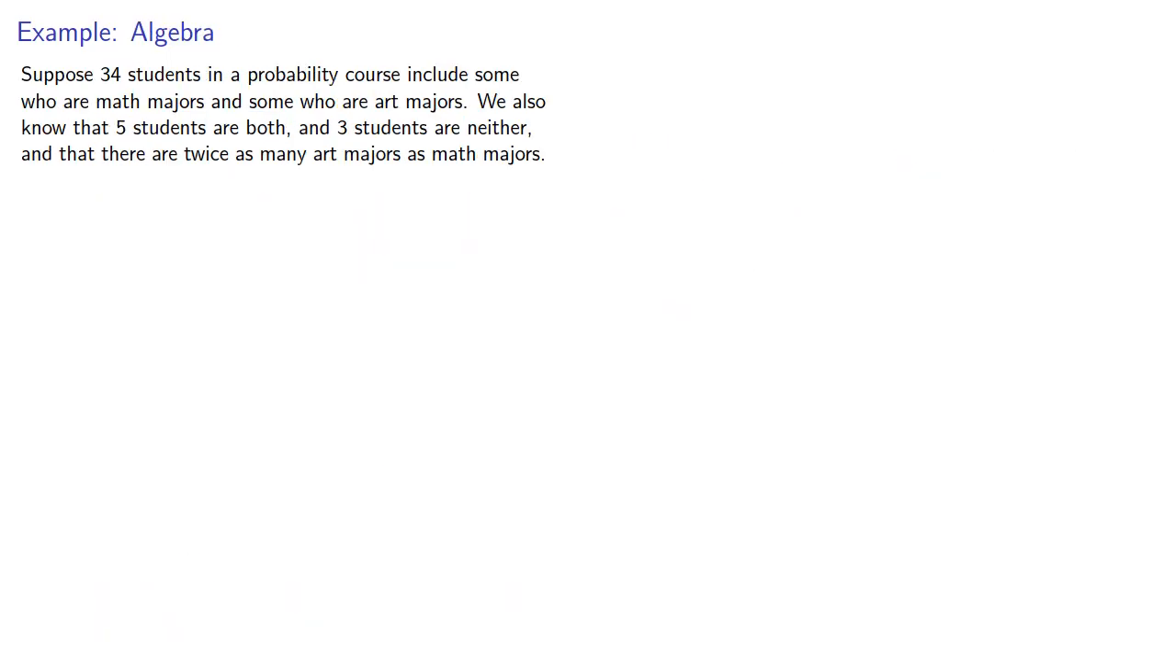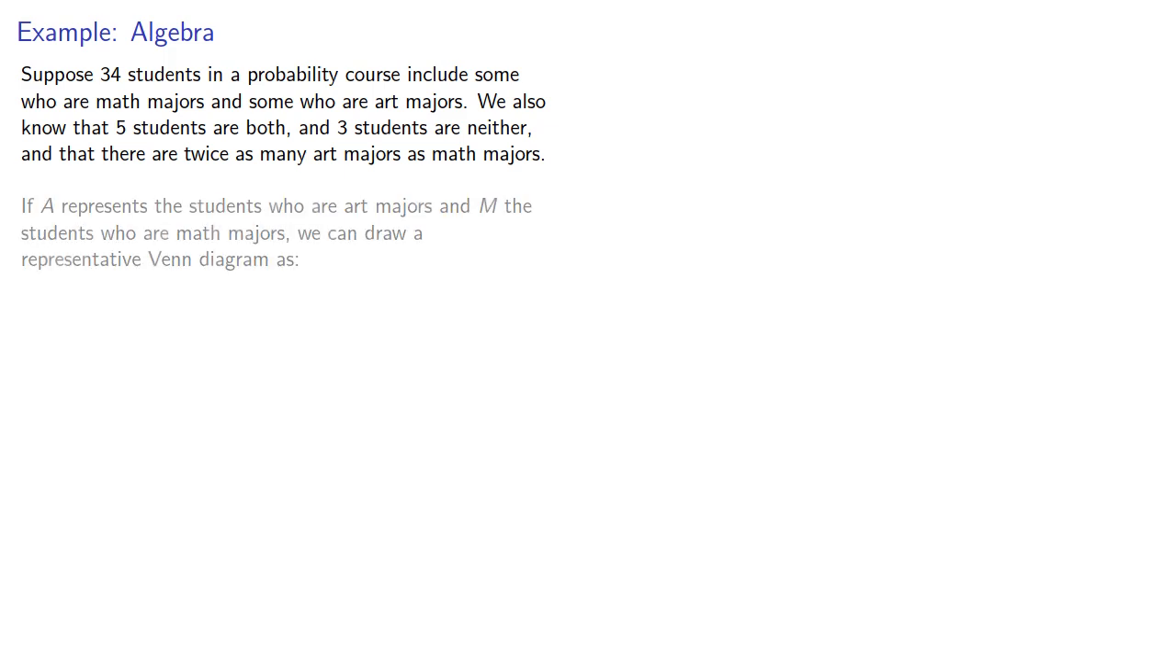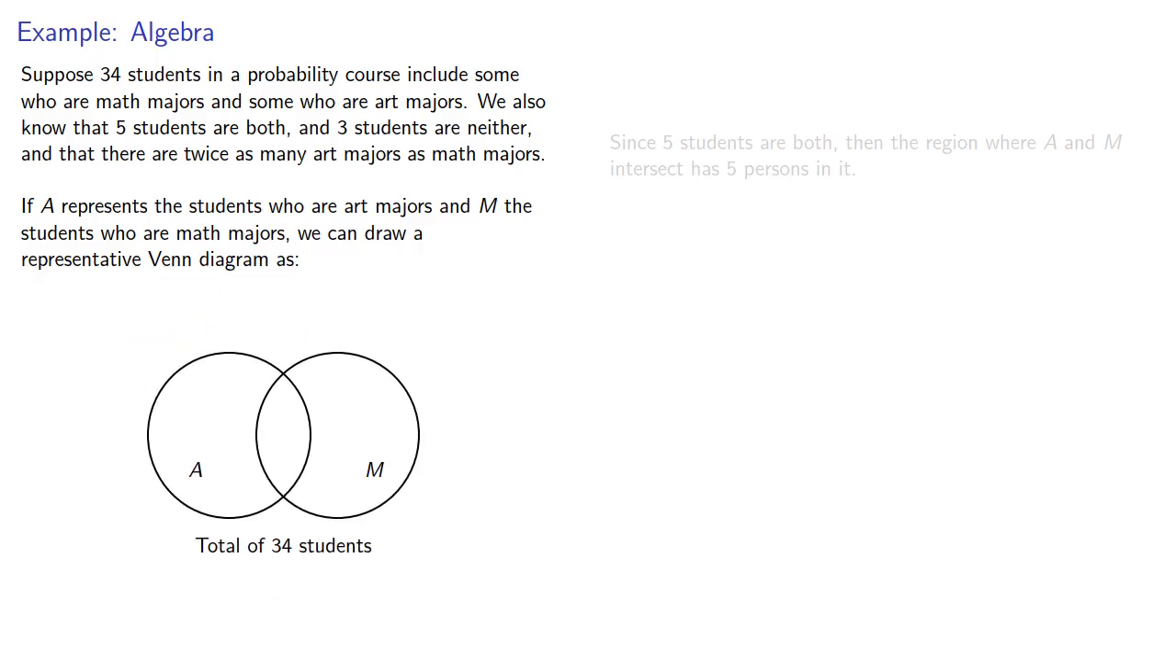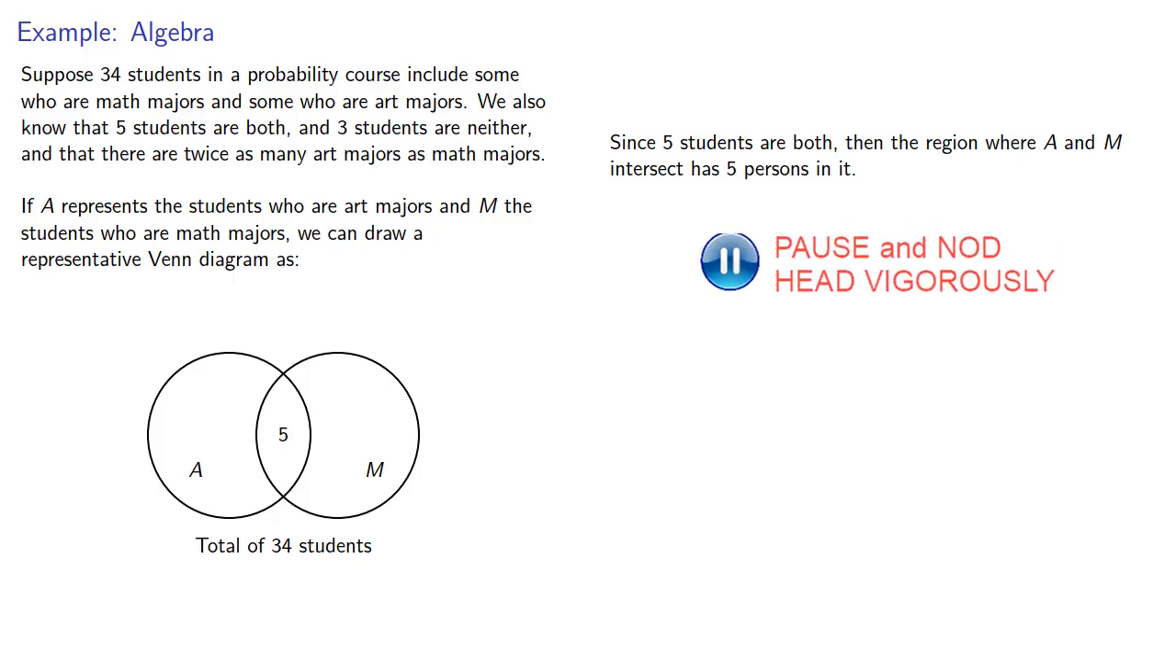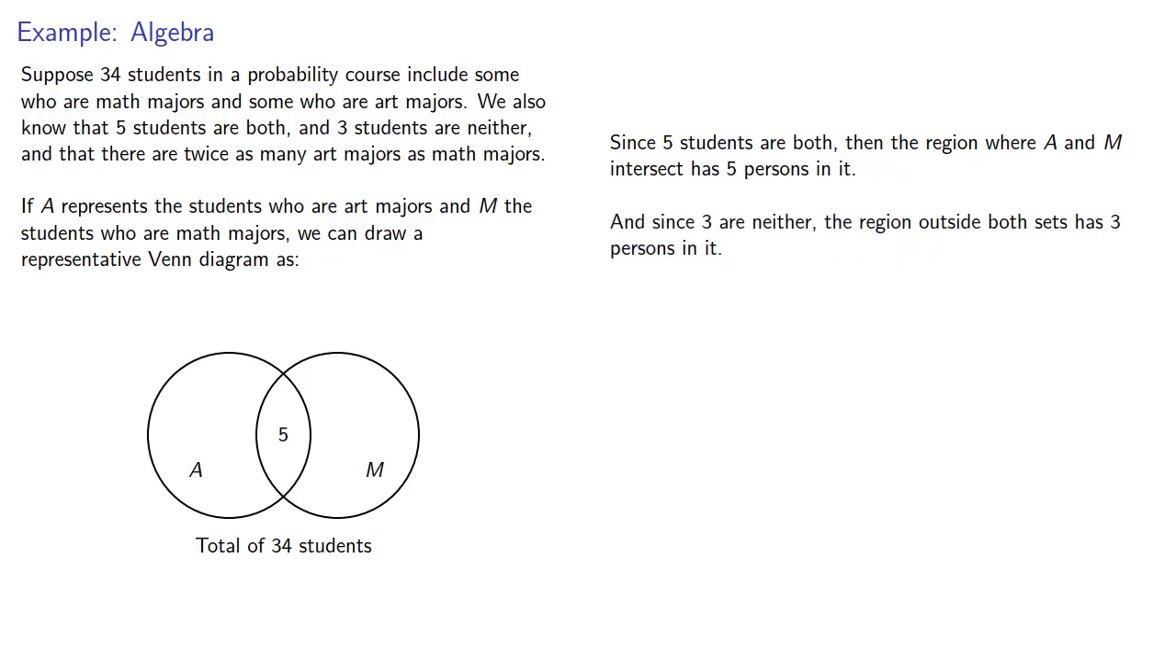Or suppose we know that 34 students in a probability course include some who are math majors and some who are art majors. We also know that 5 students are both and 3 are neither, and there are twice as many art majors as math majors. If A represents the students who are art majors and M the students who are math majors, we can draw a representative Venn diagram as. Since 5 students are both, then the region where A and M intersect has 5 persons in it. And since 3 are neither, the region outside both sets has 3 persons in it.